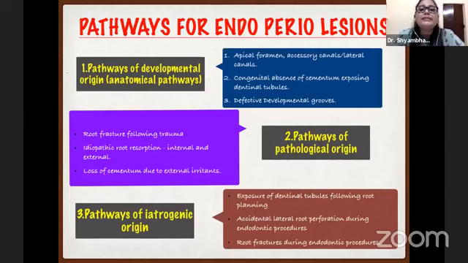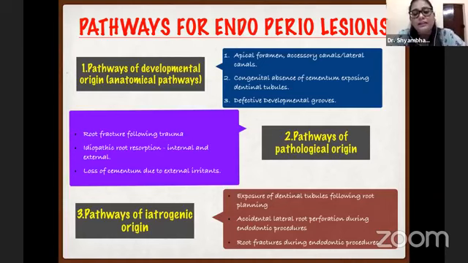Now the next thing is, how does this endoperio lesion exactly form? Basically, the pathways that are involved in the transmission of the microorganisms from the endodontic cavity to the periodontium, or from the periodontium to the endodontic cavity. So there are basically three different types of pathways that can be seen. There are pathways of developmental origin, that is the anatomical pathways, which will be there by virtue of the development of the tooth structure, and it is something that cannot be removed or closed or done away with. So this is something that is always there. That is the pathway of developmental origin.